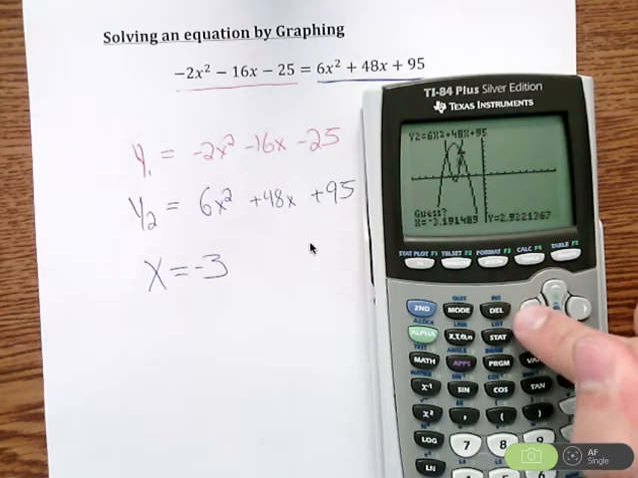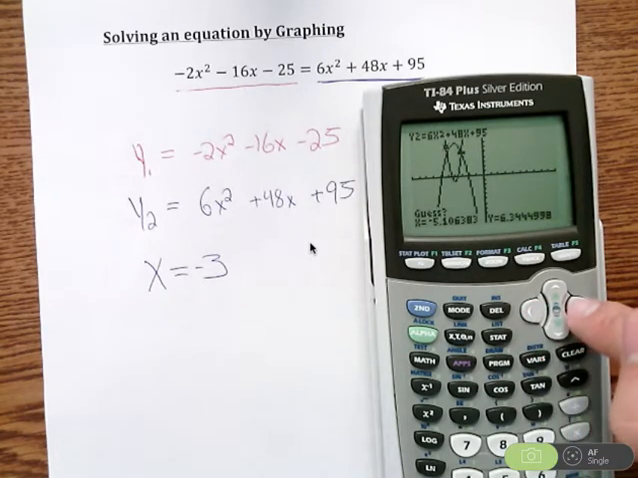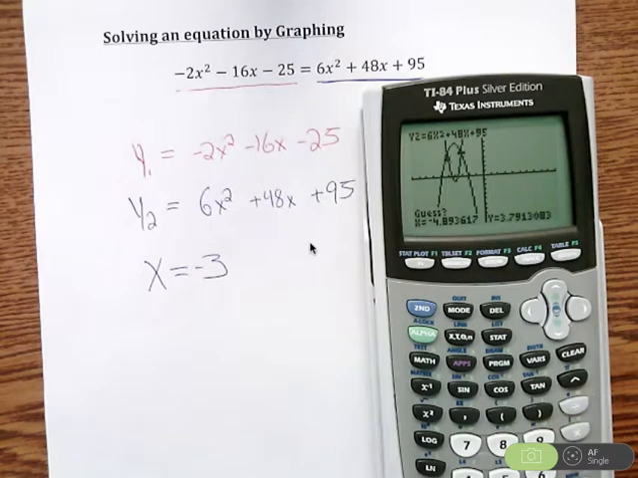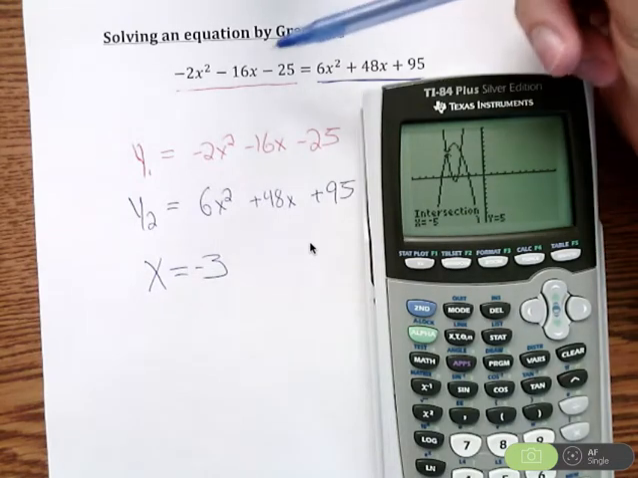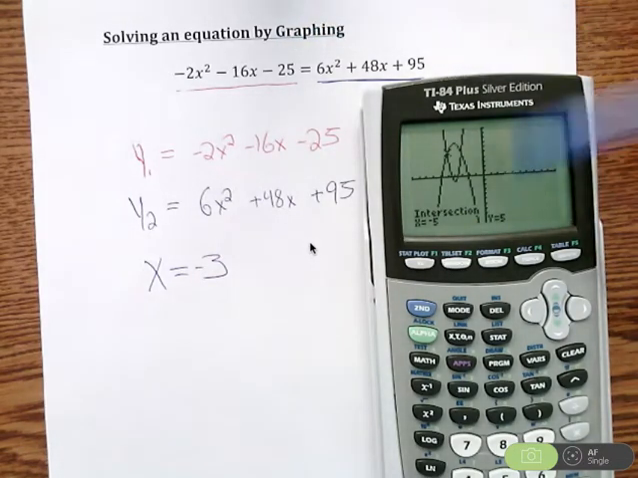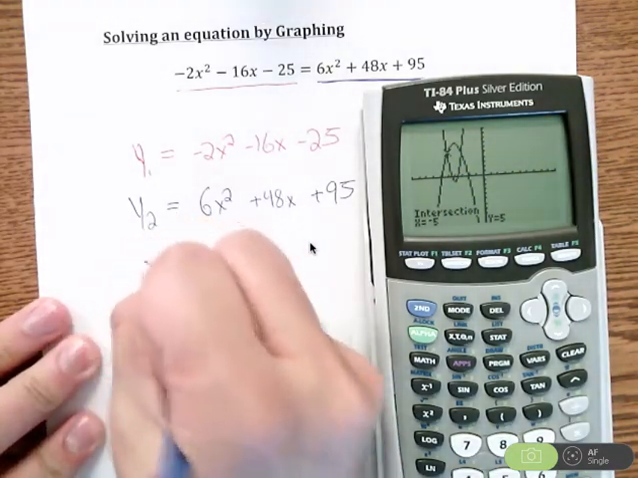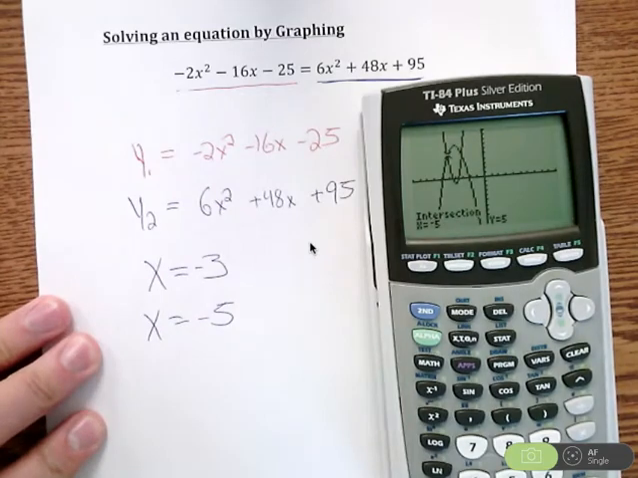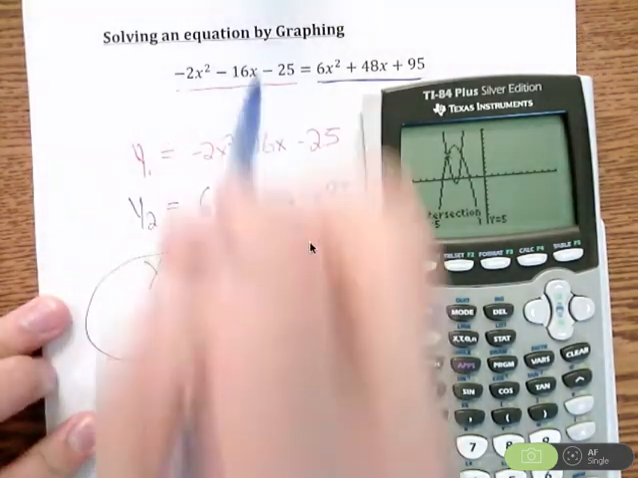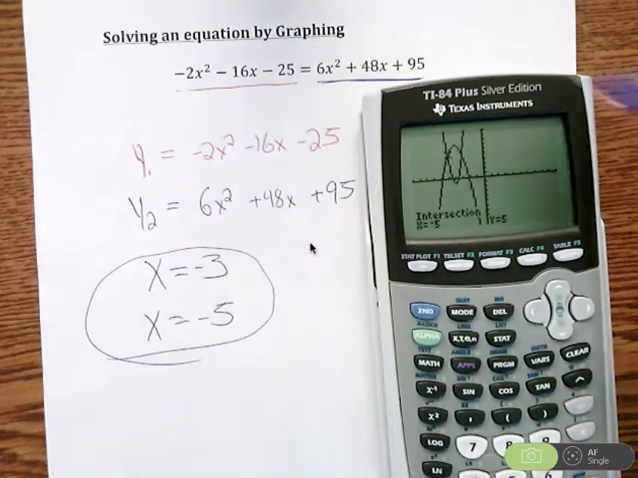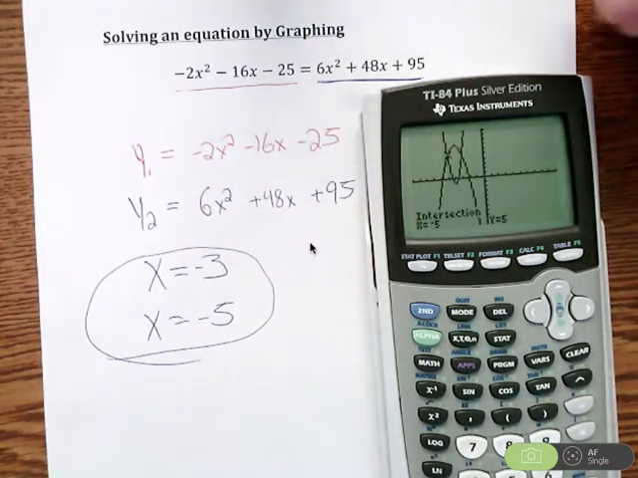So I'm going to have to hit the arrows to the left, and you'll see it moves over there. That's close enough. Hit enter, and it says this intersection is at x equals negative 5, y equals 5. Again, there were only x values in the original problem, so all I care about is what x is. So x is negative 5. Negative 3 and negative 5 are going to be my two solutions to that quadratic equation. So that was solving this equation by graphing.